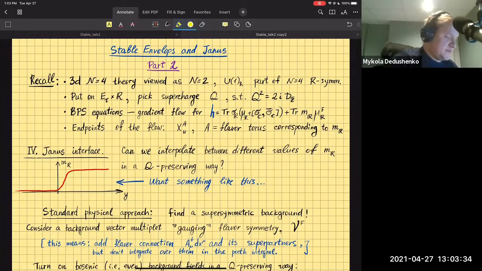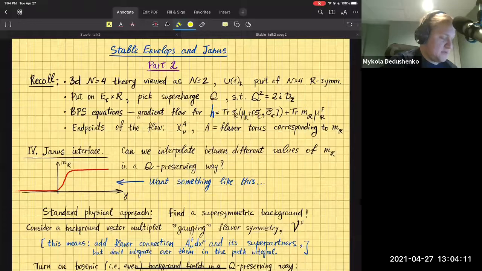First, recall from last time that we were talking about 3D N=4 and N=2 theories, and in particular 3D N=4 viewed as an N=2 theory with a special symmetry U(1)_ħ that is part of the N=4 R-symmetry. We put them on an elliptic curve times a real line, thought of as time, and we picked a supercharge Q, which squares to the anti-holomorphic translation in the direction of the elliptic curve.